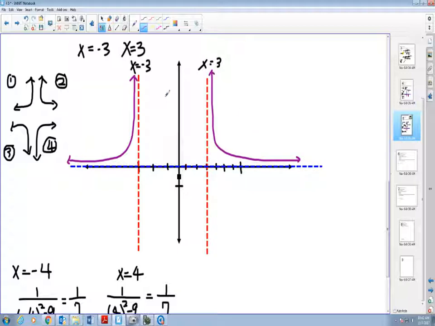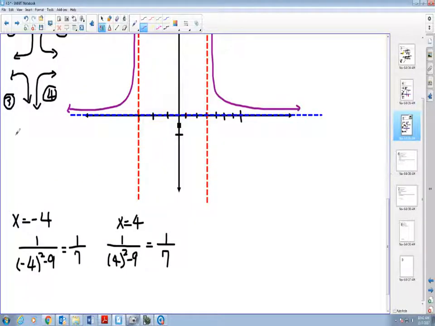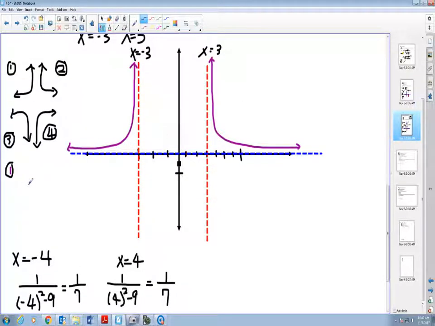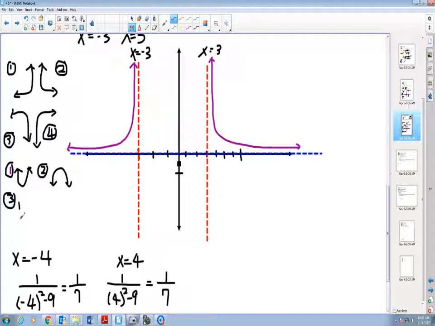Now, as far as in between the 2 vertical asymptotes, your choices are a U looking thing upward, or downward. So these look like polynomial functions almost. Number 3, your third choice is something that looks like this, and another choice can look something like this.